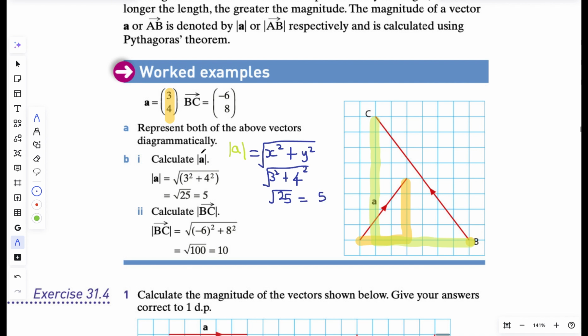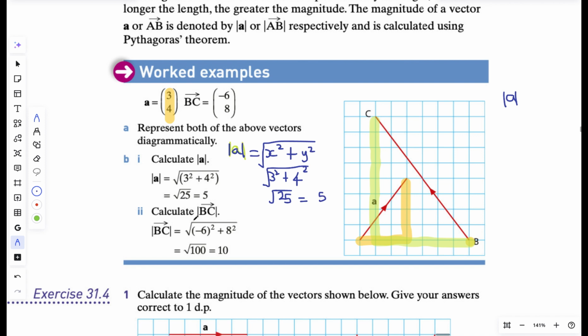And if they want you to calculate magnitude, they will put this sign. In the exam, they may not use the name magnitude. They may just say find, and they will write like this. Once they do like this, they are asking you to calculate the magnitude of the vector.